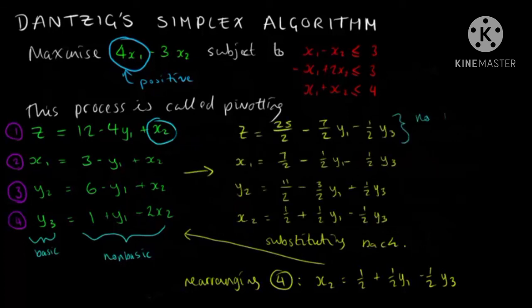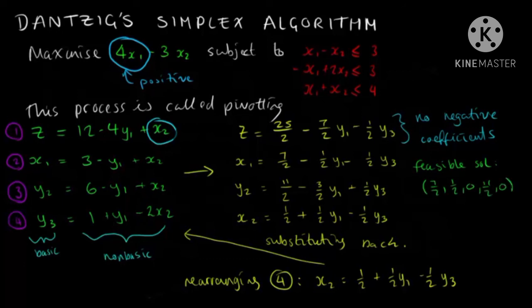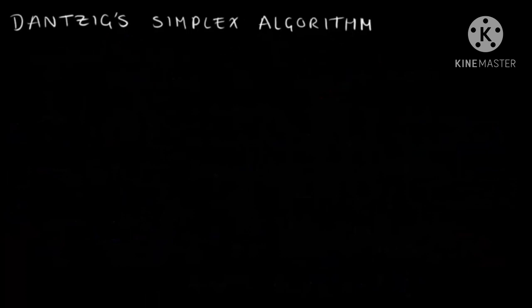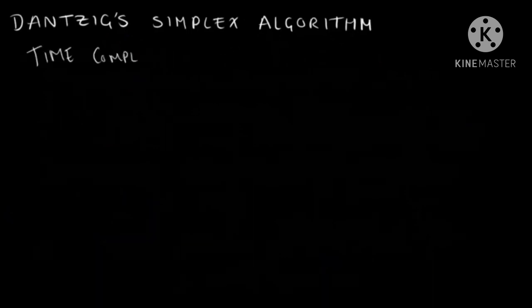This time we notice that the new objective function has no variables with positive coefficients, which means we can no longer maximize. So we compute the feasible solution, and this gives us our final solution. In this case we have x sub 1 is equal to 7 over 2, x sub 2 is equal to 1 over 2, y sub 1 is equal to 0, y sub 2 is equal to 11 over 2, and y sub 3 is equal to 0. If we plug these values into our objective function, we then find that the maximum value we can get is 25 over 2. That should give a reasonable intuition as to how the algorithm operates.